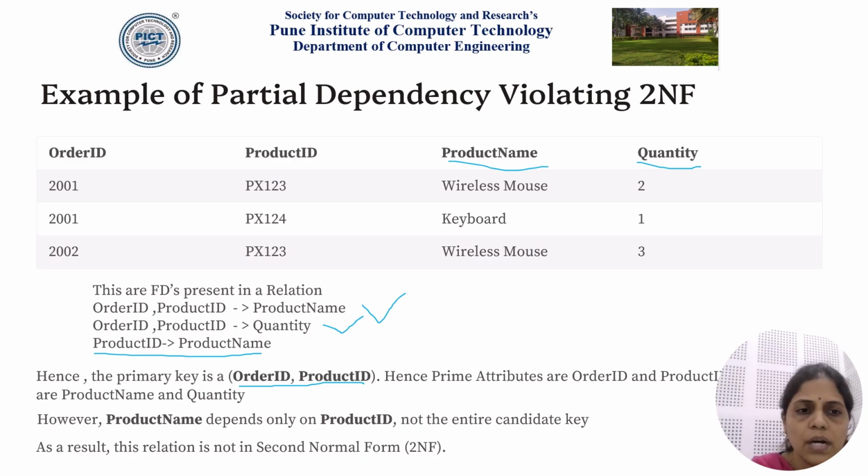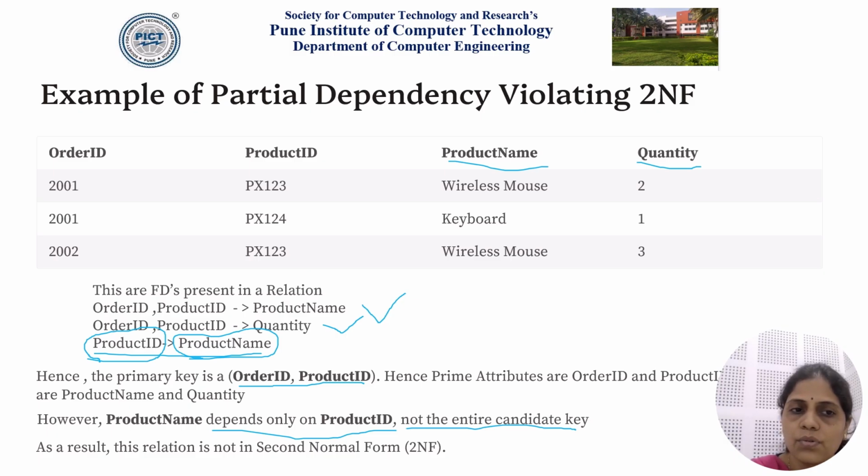So here is one more functional dependency present, which is product ID identifies product name. But product ID is only part of the candidate key. So this is a partial dependency present, because the product name depends only on the product ID, not the entire candidate key, order ID and product ID. Hence the relation is not in 2NF.